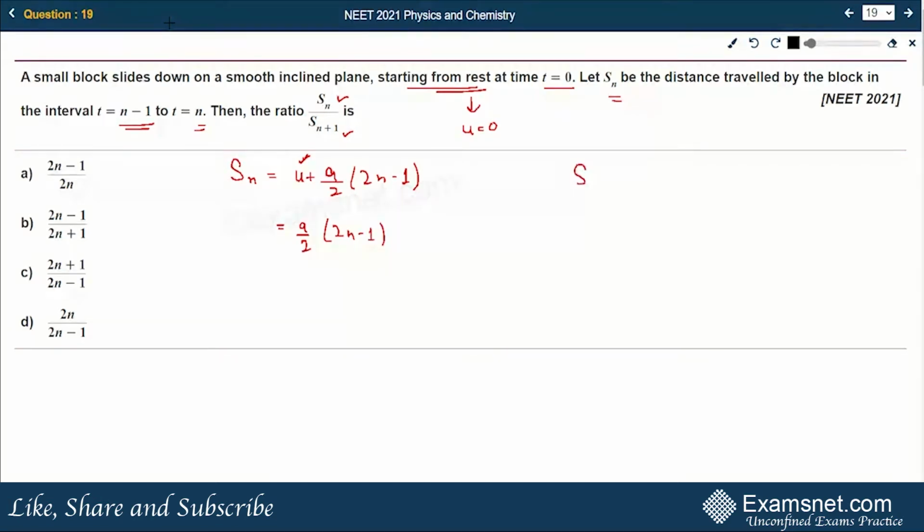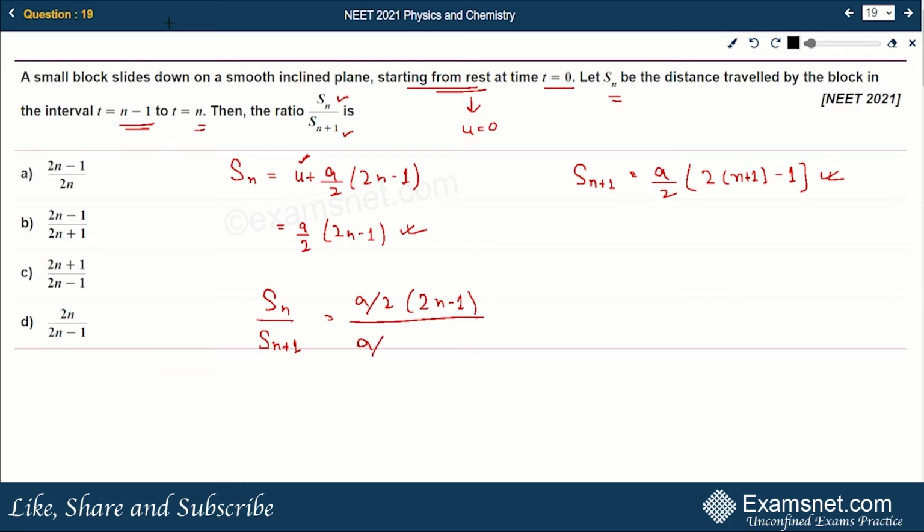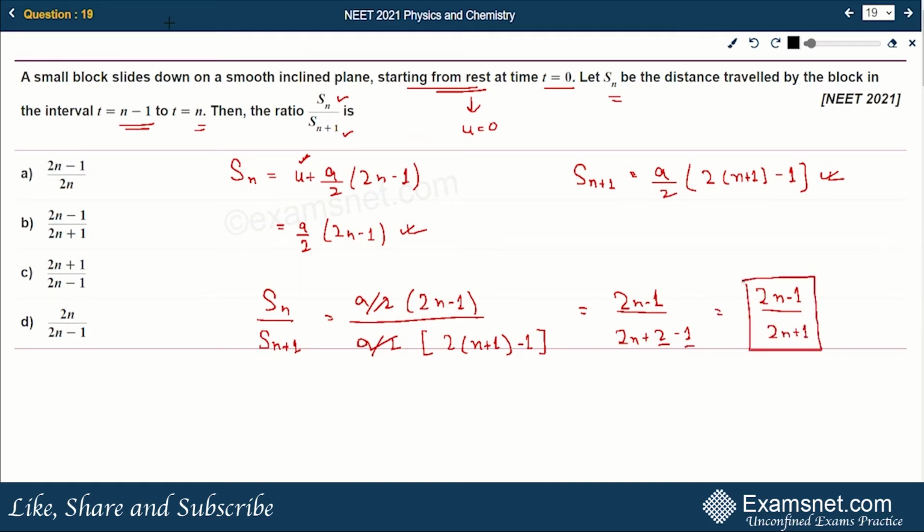So what will be the distance traveled in the n plus 1th second? Sn plus 1 will be equal to a by 2 (2, and in place of n we'll write n plus 1, minus 1). Now we have to find the ratio of Sn and Sn plus 1. Sn is a by 2 (2n minus 1), and Sn plus 1 is a by 2 (2(n plus 1) minus 1). The a by 2 will cancel. Here we'll get 2n minus 1 divided by 2n plus 2 minus 1, that is 2n minus 1 by 2n plus 1, since 2 minus 1 is 1. So this is the ratio of Sn and Sn plus 1. Out of the given options, the correct one would be option B. So this is the correct answer.